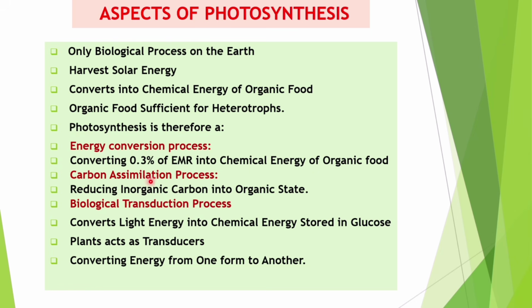And also it is called the carbon assimilation process, because here you will see carbon dioxide is converted into carbohydrates, or inorganic carbon is reduced into an organic state, carbon dioxide to carbohydrate. We call it a carbon assimilation process also. It is a biological transduction process because it converts light energy into chemical energy that is stored in glucose. And because of this link, plants act as transducers. They are converting energy from one form to another form, that is, light energy is converted into chemical energy.